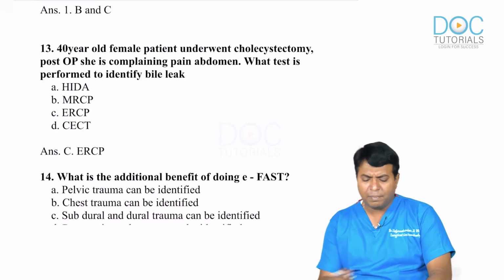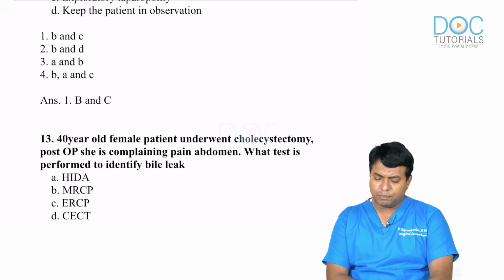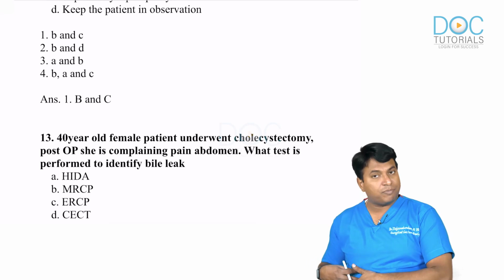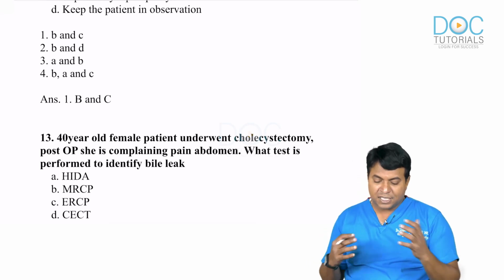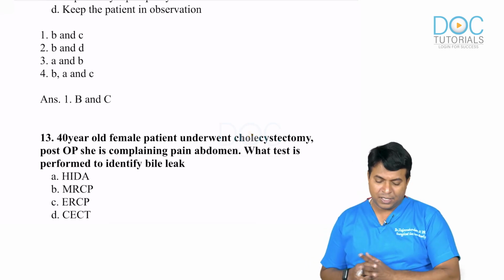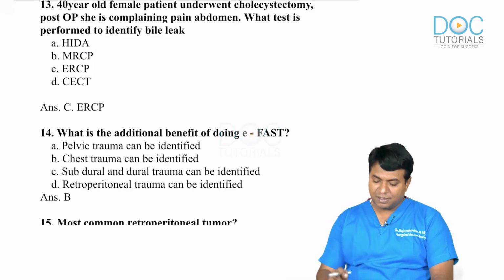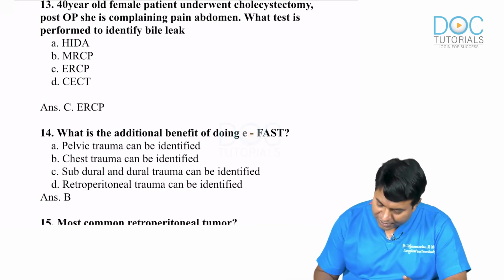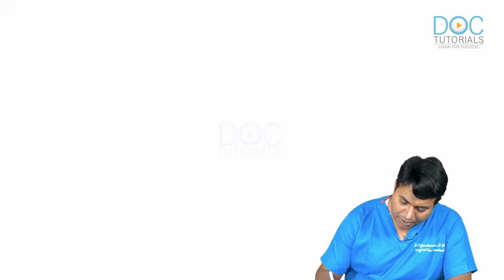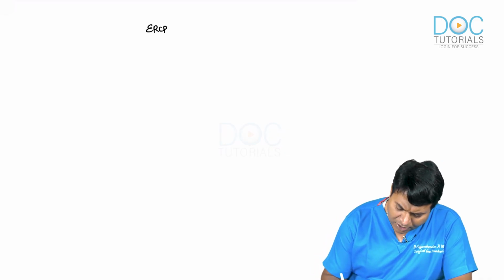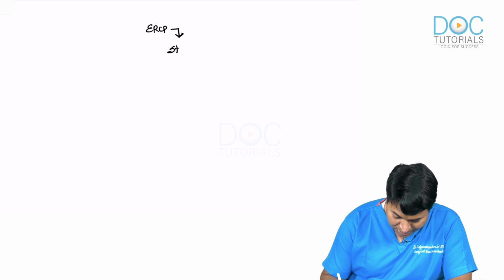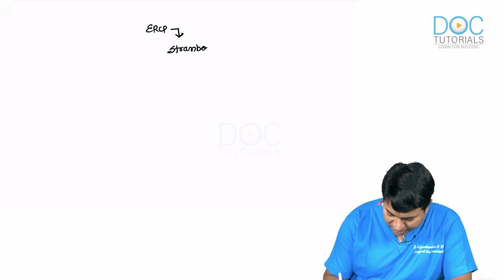A 40-year-old male patient underwent cholecystectomy. Post-operatively he is complaining of abdominal pain. What test is performed to identify the bile leak? The best answer here is ERCP. Don't get confused. I'll tell you, there is a classification for bile duct injuries seen on ERCP, known as the Strasberg classification.